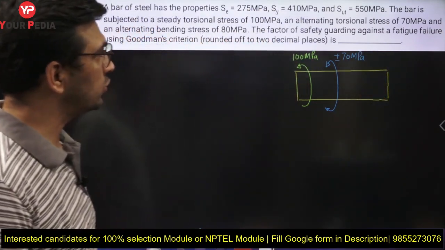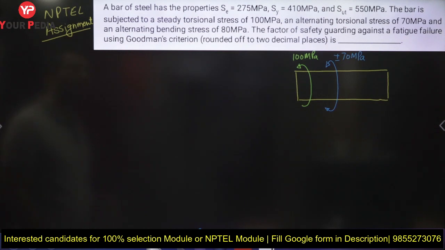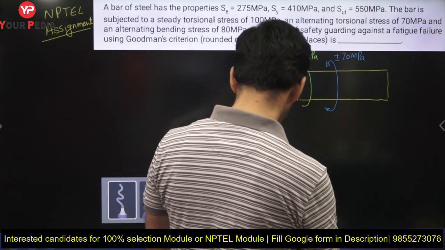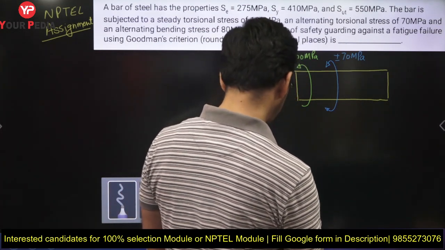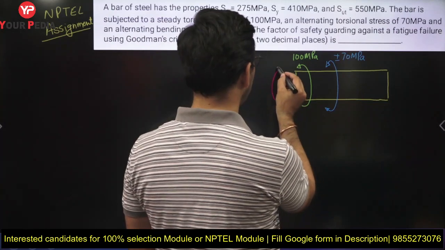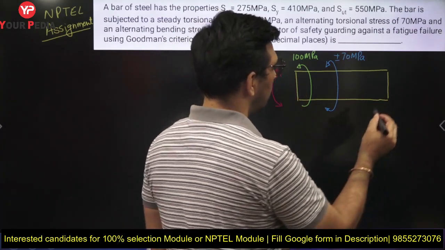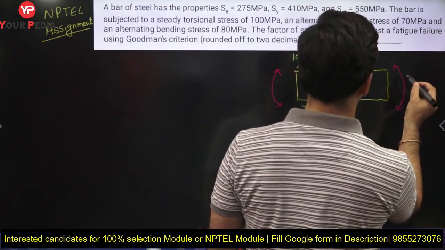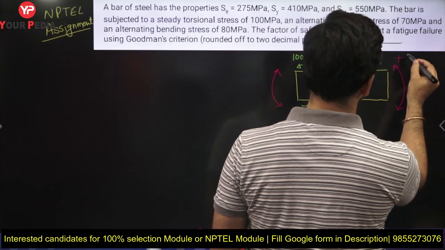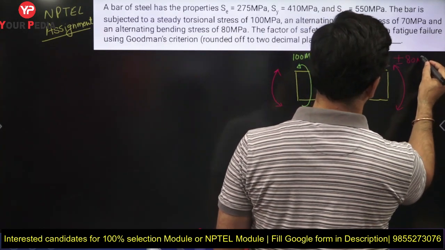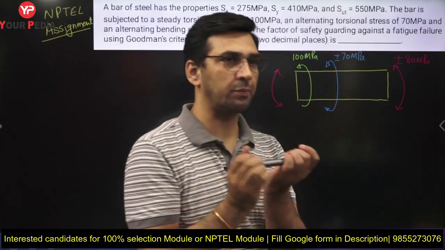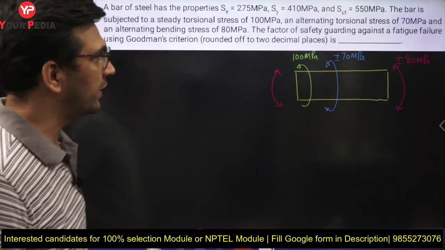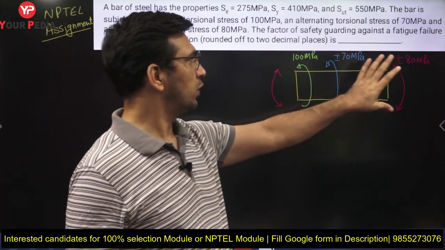Not only that, he is also saying that the same bar is subjected to alternating bending stress. So he is applying a completely reversed bending stress of 80 megapascal. Can I say this is plus minus 80 megapascal? Of course. If he is applying 80 megapascal in this direction, then if I reverse it, it will be negative in the other direction. So this is the condition of loading.